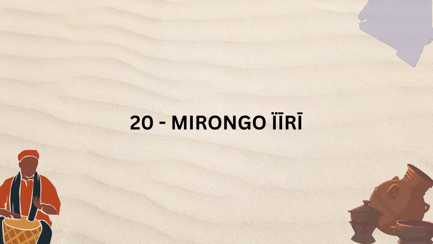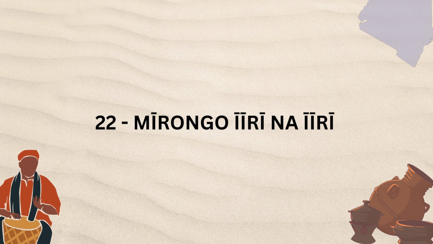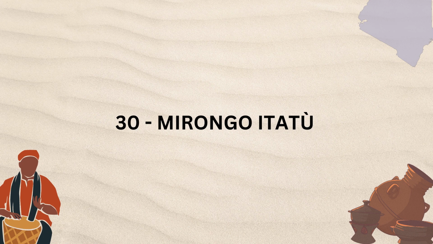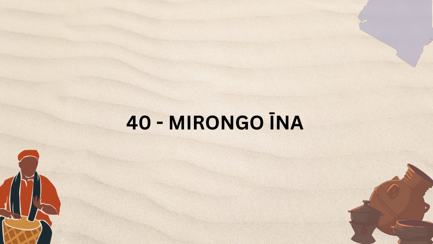Then you get to 20. 20, you say mĩrongo ĩrĩ. 21, mĩrongo ĩrĩ na ĩmwe. 22, mĩrongo ĩrĩ na igĩrĩ. Then you go to 30, mĩrongo ĩtatũ na ĩmwe, that is 31. 40, mĩrongo ĩna.